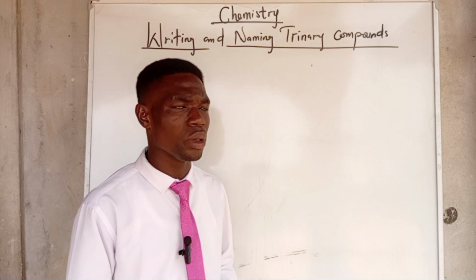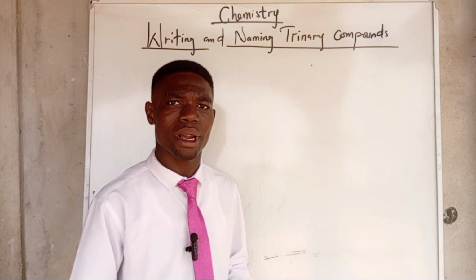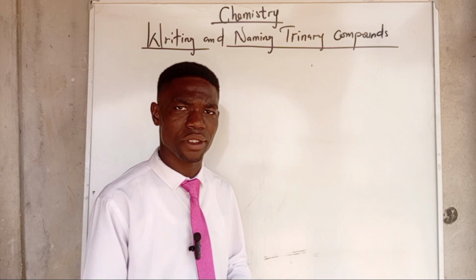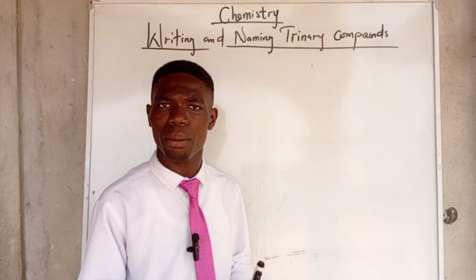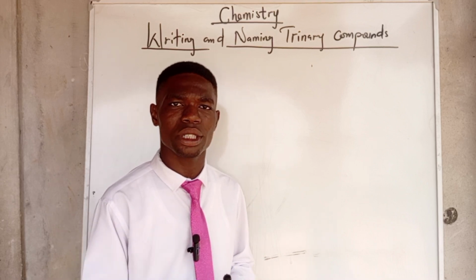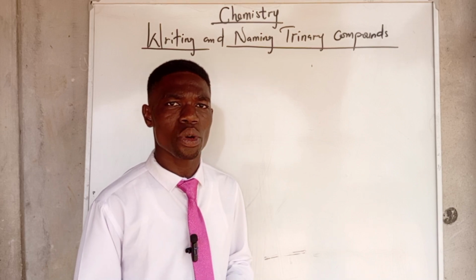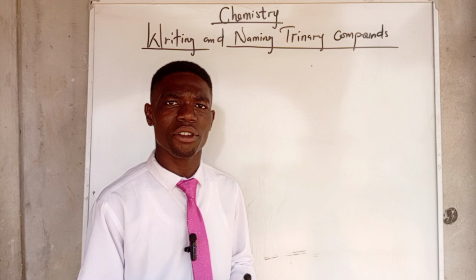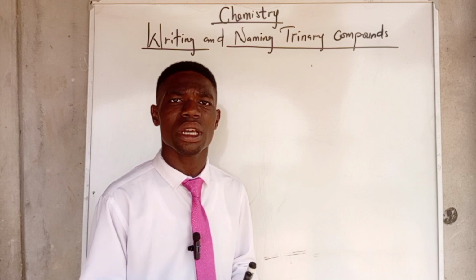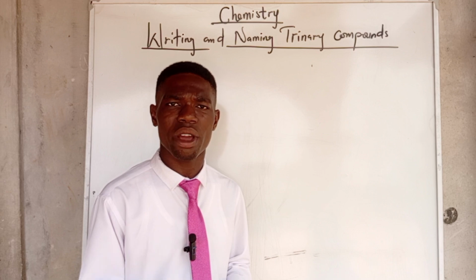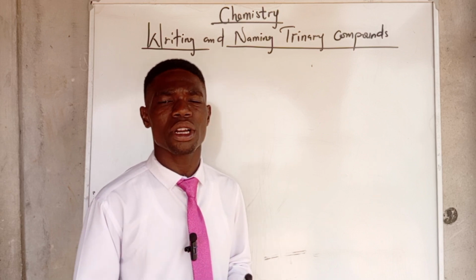And in today's video we are looking at ternary compounds, because binary compounds are compounds that contain two different elements only, and ternary compounds are compounds that contain three different elements. Are we together now? The method of writing the chemical formula for ternary compounds is not different from that of binary compounds. However, the method of naming becomes different.